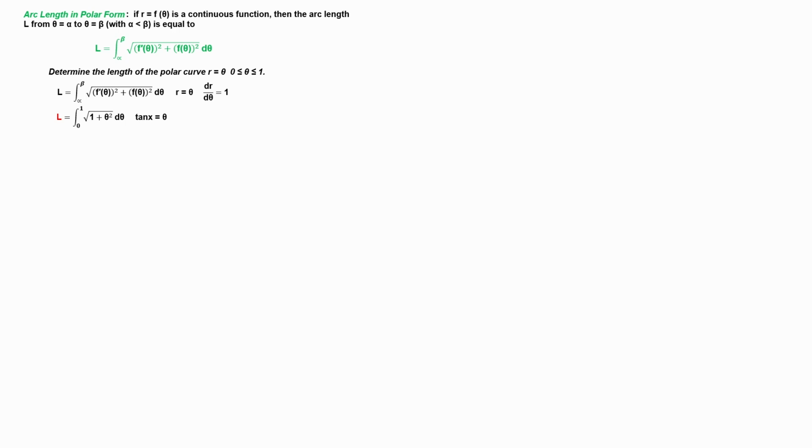Let theta equals tangent of u. We know that the derivative of the tangent is the secant squared. We also need to swap the limits of integration. If tangent of u equals 0, then u equals 0. And if tangent of u equals 1, then u equals pi over 4. Substitute 1 plus tangent squared for the trigonometric identity of the secant squared.